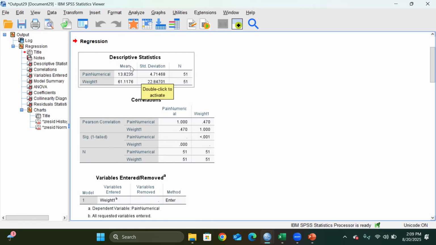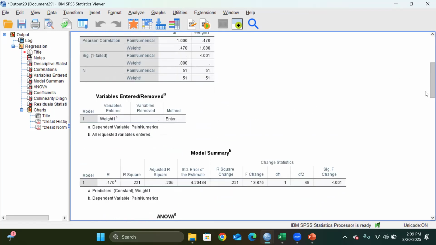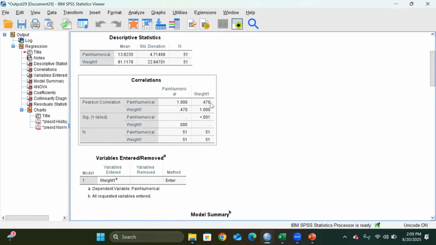Here we have the mean. It's showing me that the mean pain is 13 and the mean weight is 61, and the standard deviation also. Then it's showing me the correlation: pain and weight are positively correlated, a weak positive correlation of 0.4, but it is significant. Its significance is less than 0.05. So I can write first in my interpretation that there was a positive correlation and it was significant.